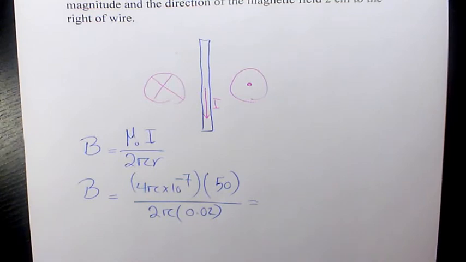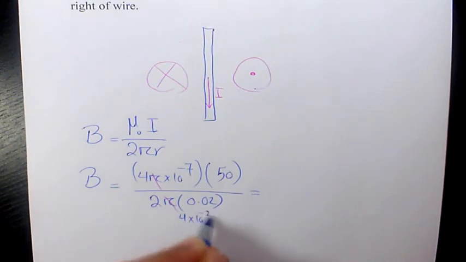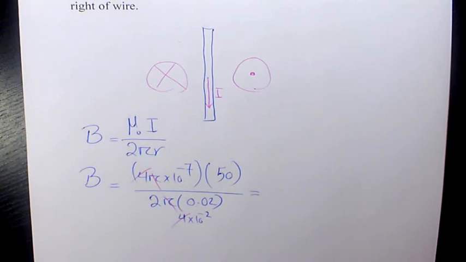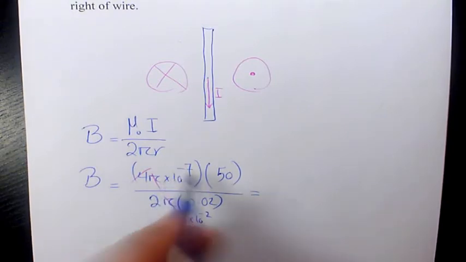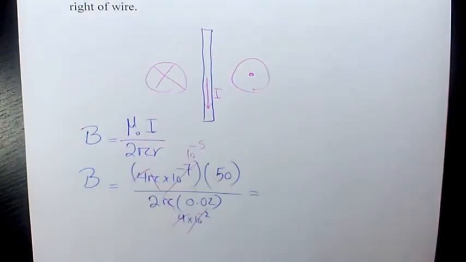Now let's calculate it. Let's do it without using calculator. Pi and pi cancel out. 2 and 0.02 is going to make it 4 times 10 to the power of negative 2. Then 4 and 4 cancel out. 10 to the power of negative 2, and here you have 10 to the power of negative 7. That's going to make it 10 to the power of negative 5.